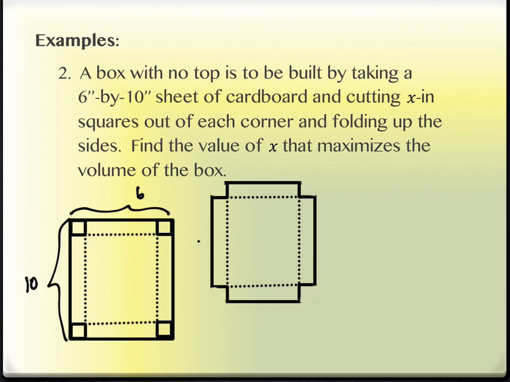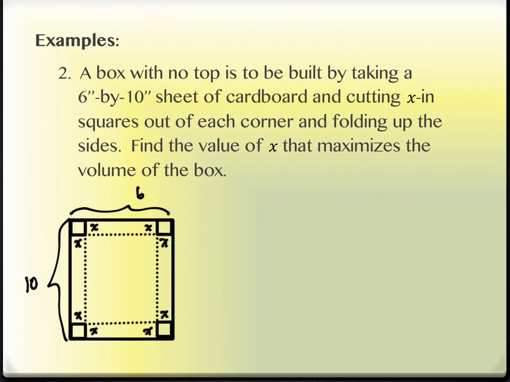Excellent. And it tells you that the cuts along the corners are X inch squares. So it means that we've got an X here and an X here. And that's true for all of them. I'll draw them all in, but you certainly don't have to list all of them. They're all the same sized squares that we're cutting out of the corners. Okay, everybody good?